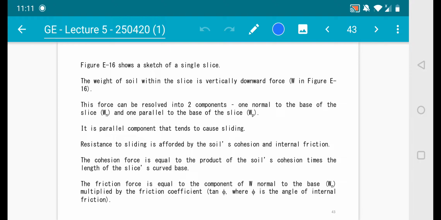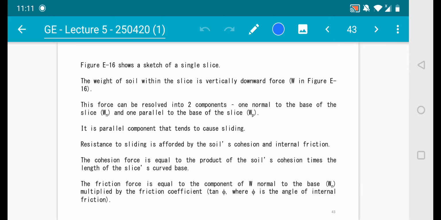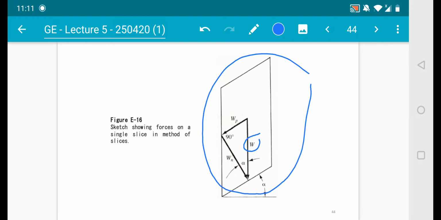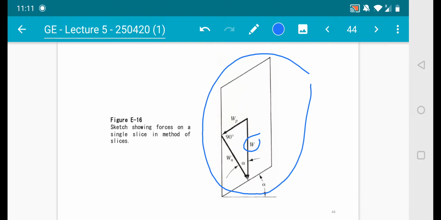Okay, now let's understand more deeply this representative single slice. Now the weight of soil within the slice is a vertically downward force. So we start off with W, and it's going down. Now this force can be resolved into 2 components: one normal to the base of the slice, which is Wn, and one parallel to the base of the slice, Wp. The important thing is to know where the base is. So this is the base.